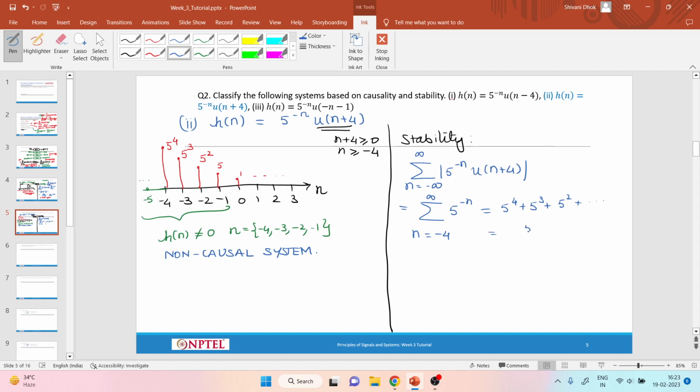So this comes out to be 5 power 4 upon 1 minus 1 by 5, which is equal to 5 to the power 5 by 4. Again, this is less than infinity, which means that this is a stable system.